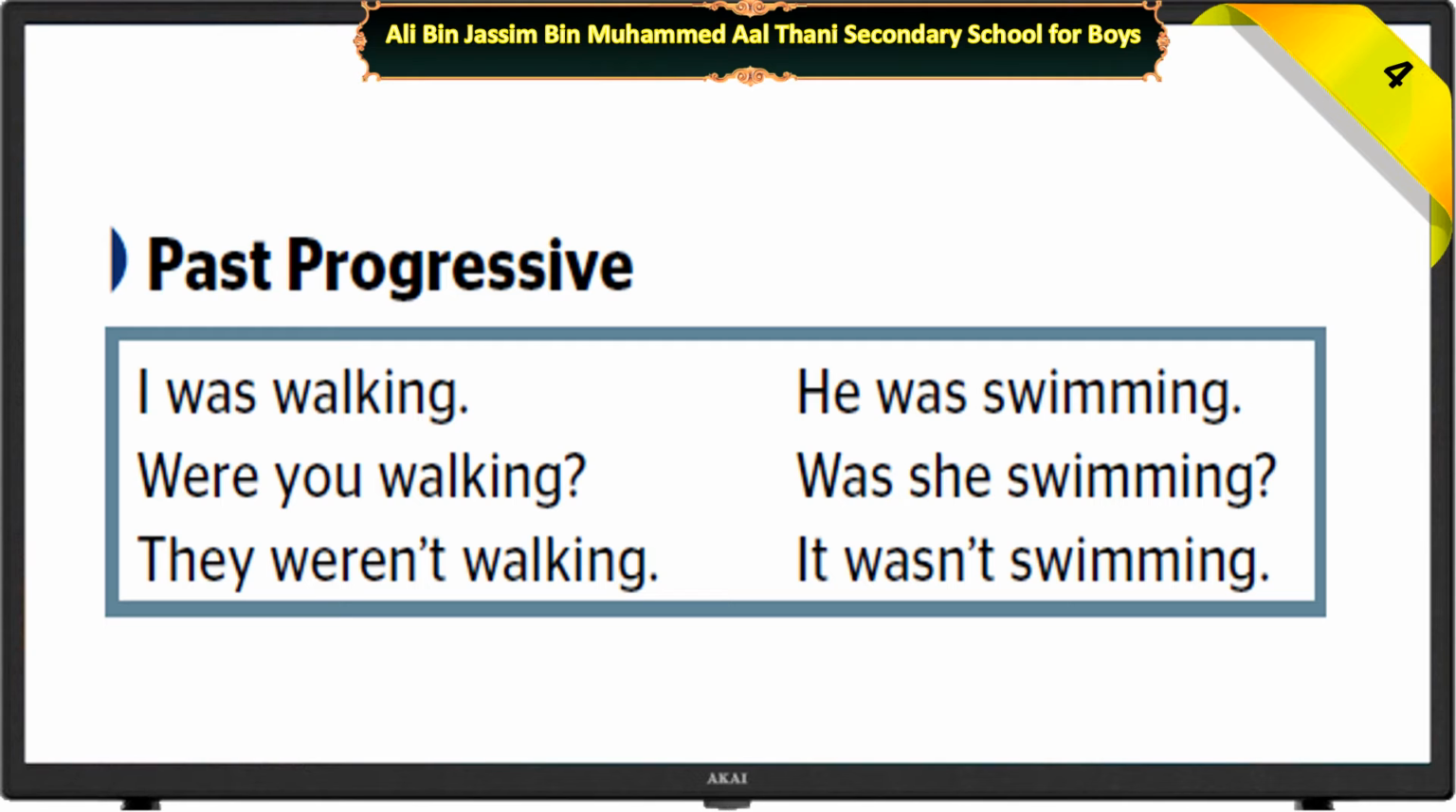When we have a question, we should start with was or were plus subject plus verb ing. For example, were you walking or was she swimming? And in the negative form, we should say wasn't or weren't. For example, they weren't walking, it wasn't swimming.